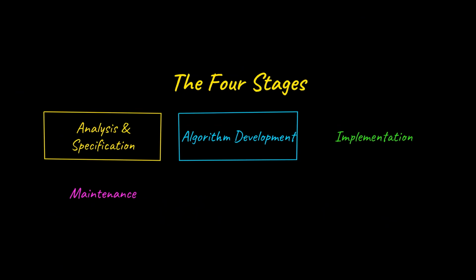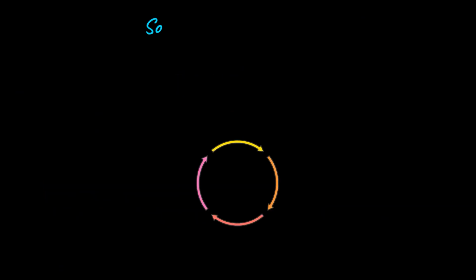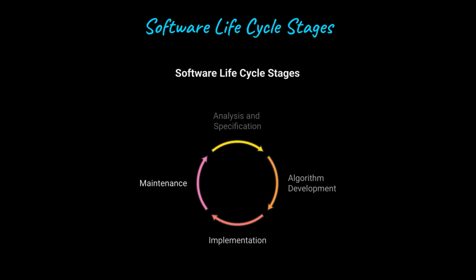Analysis pins down what the software must do. Algorithm development designs the logic. Implementation turns that design into tested working code. Maintenance then keeps the system healthy and current after release. Each stage feeds into the next.